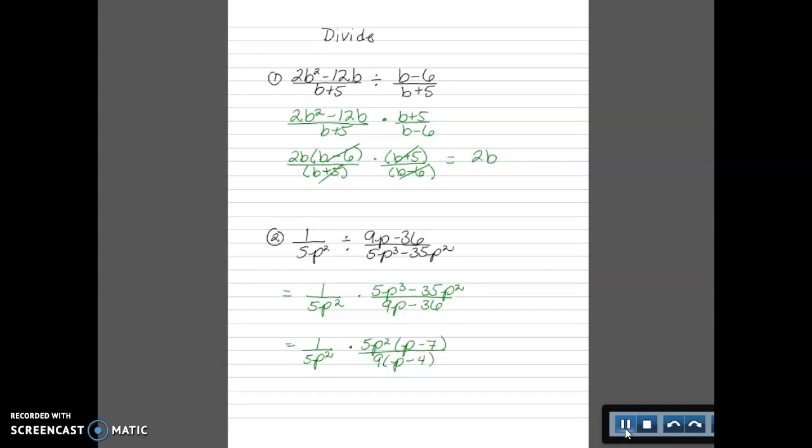I do have a common factor of 5 and of p squared, but it looks like that is it. So let me write this as one expression, which means I'm multiplying 1 times p minus 7, which is just p minus 7. And the denominator is 9 times p minus 4. And you can distribute that 9 if you want, but you could just leave it in factored form as well.